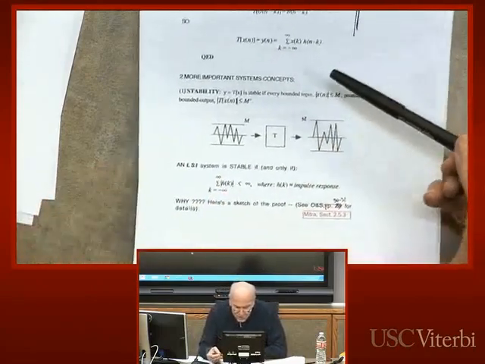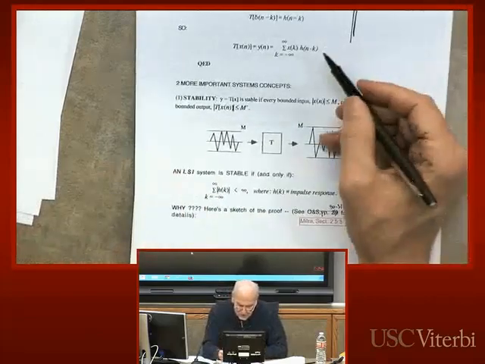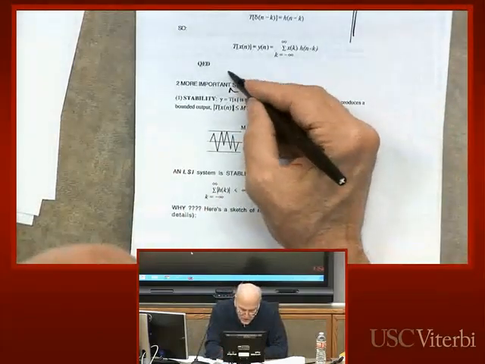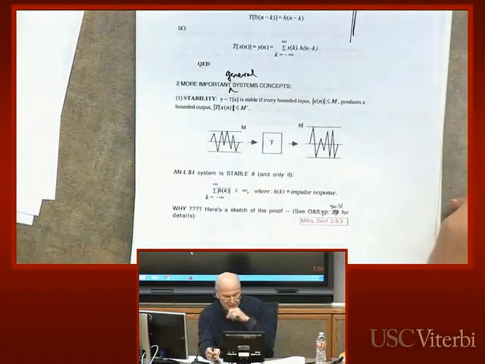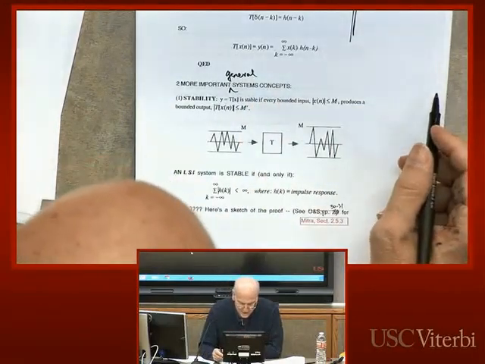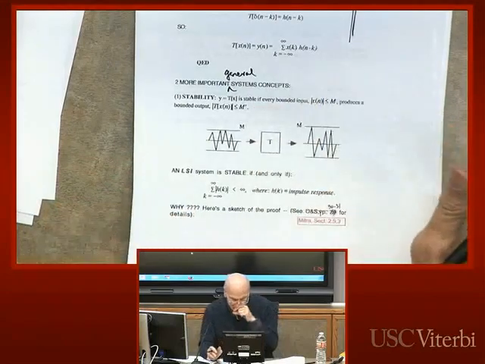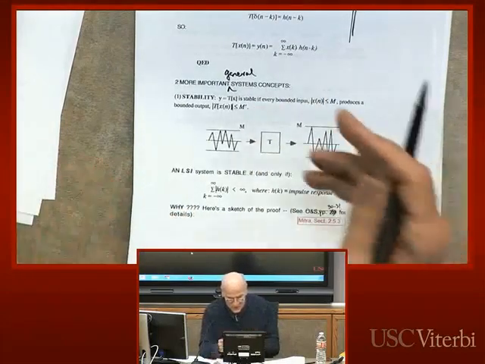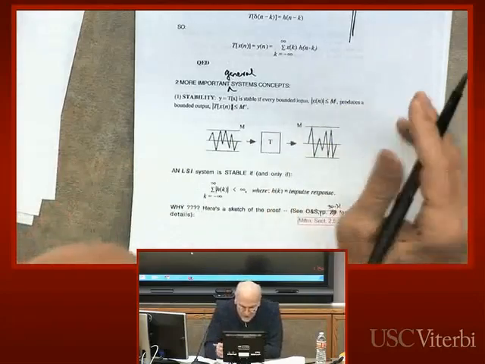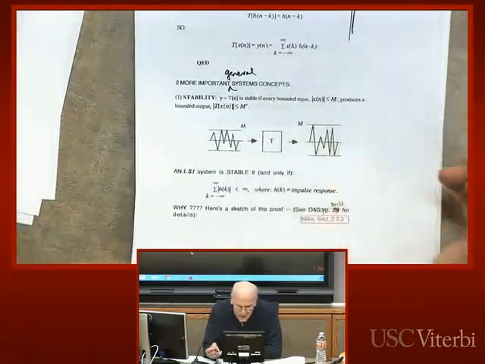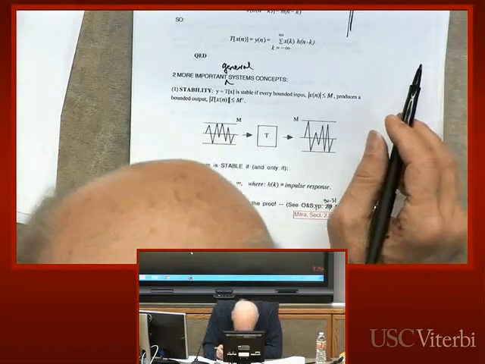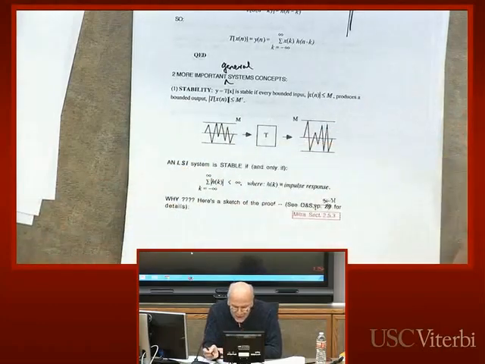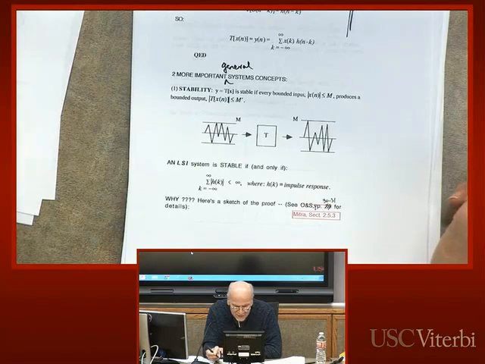But there are some other important system concepts in general. Two more important general systems concepts. In other words, not just linear shift invariant. Although for linear shift invariant, some of these simplify a little bit. But in any event, okay, stability. What is a stable system? That's very simple. A stable system is for any bounded input produces a bounded output.